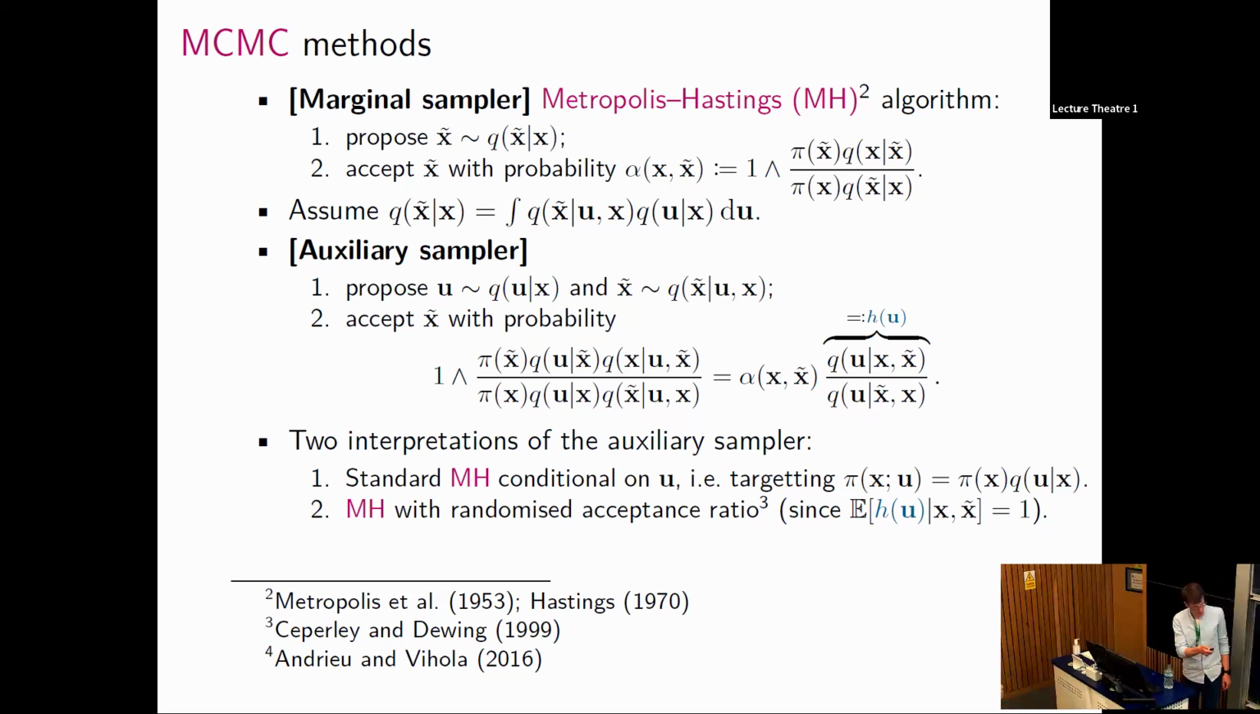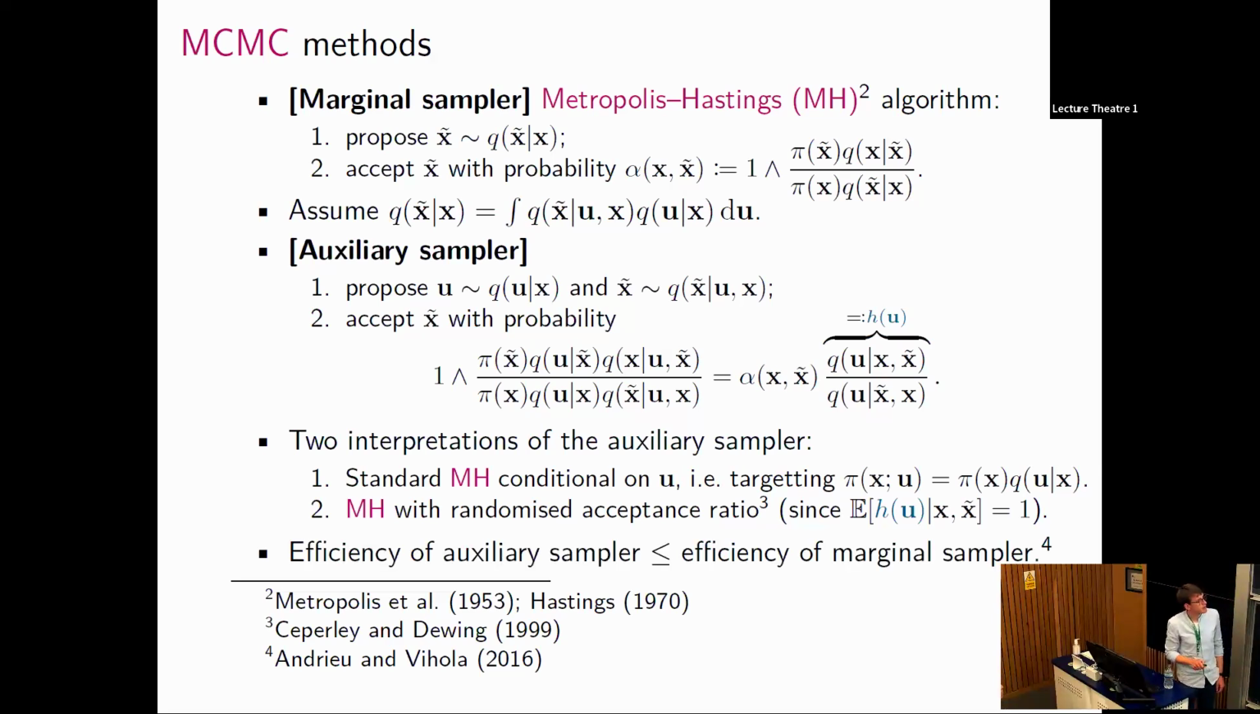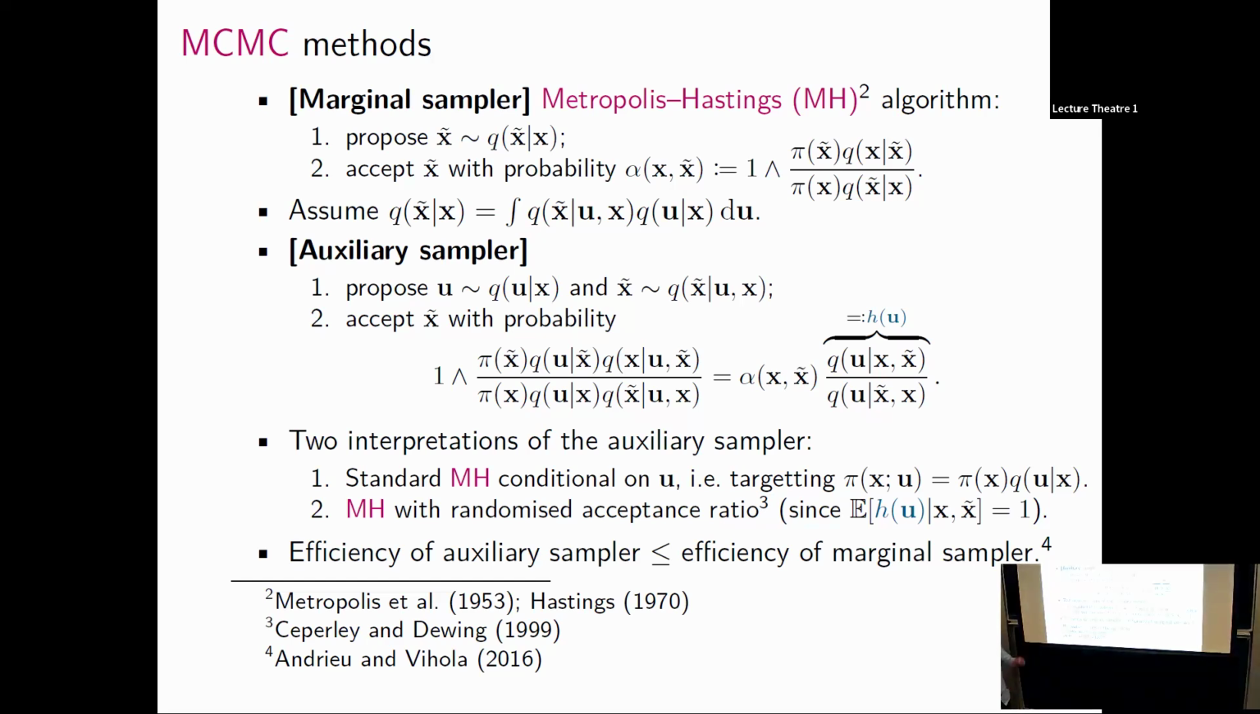Yeah, and then this interpretation is nice because you can then show, and there's this paper by Christophe Andrieu and Vihola, that because you're essentially doing a Metropolis-Hastings algorithm with a noisy acceptance ratio, this auxiliary sampler cannot be better than the marginal sampler. Yeah, so for the moment, there doesn't seem to be any reason for doing this, but it will give us some nice algorithms later on. So that's why I'm introducing this auxiliary variable process.